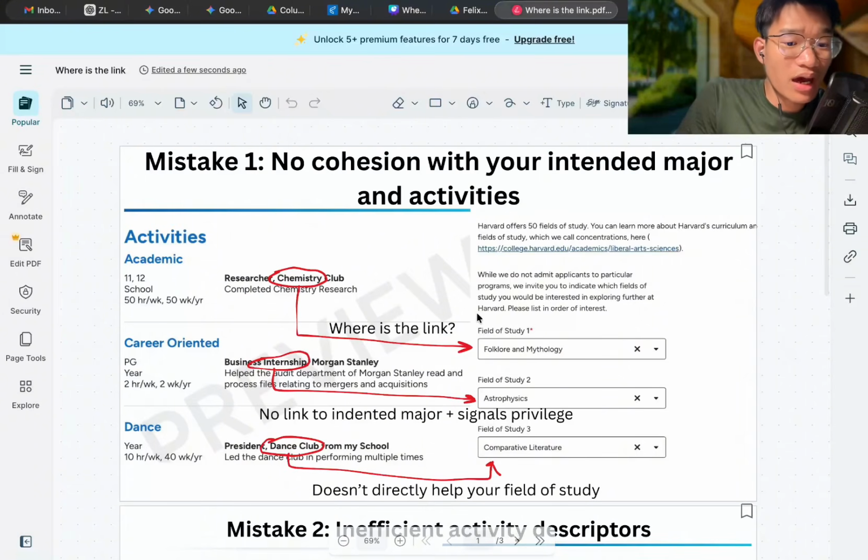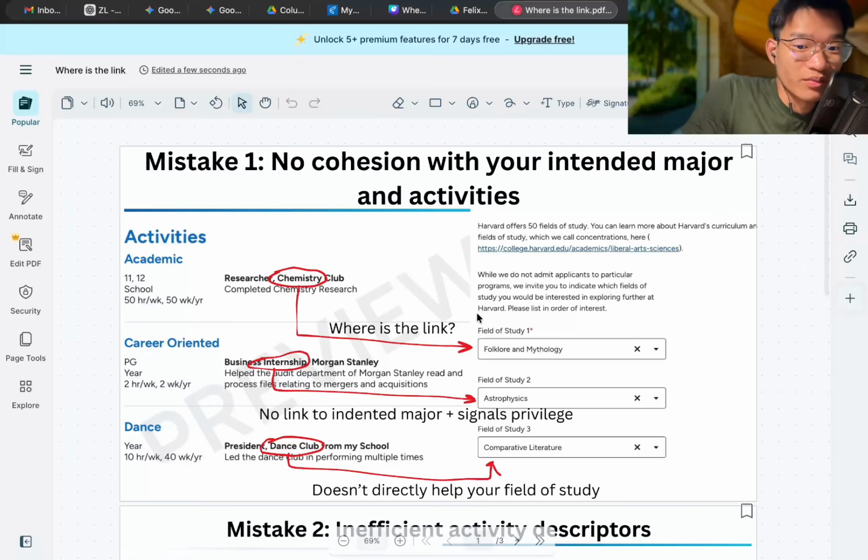At the end of the day, these are not hard and fast rules. I just want to make this clear. This is just giving you an example. If you are doing a business internship, you help the audit department of Morgan Stanley read and process files relating to mergers and acquisitions. How does that link to astrophysics? How does that link to comparative literature? It doesn't. Perhaps one thing is that you can find a way. Maybe you talk about how you were a translator at Morgan Stanley and you had to translate between languages.